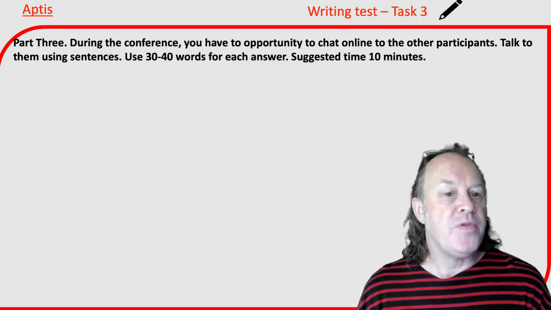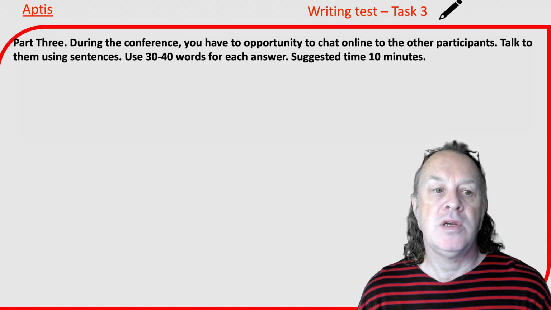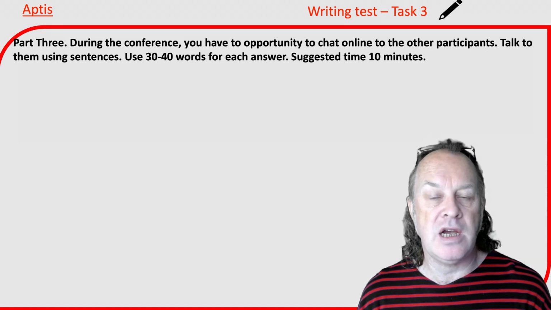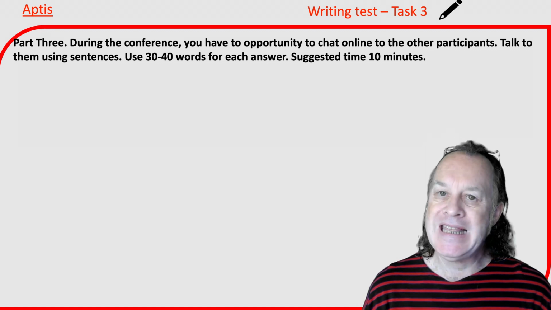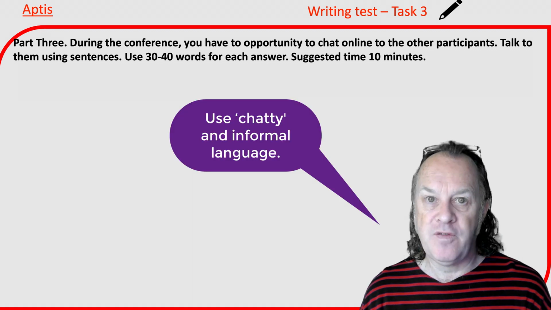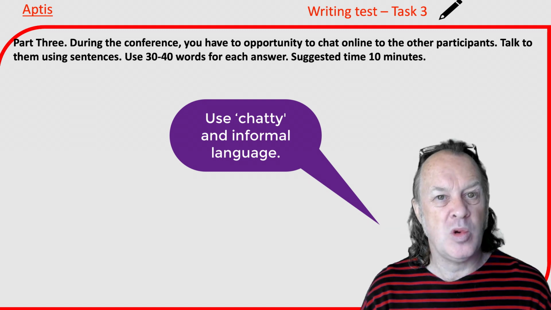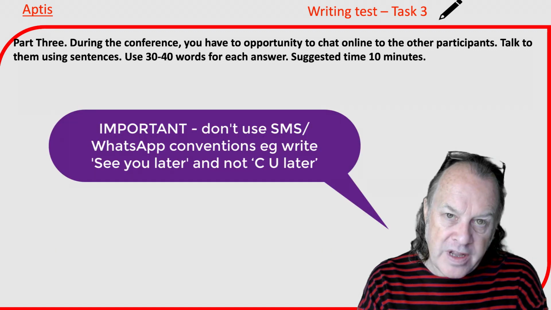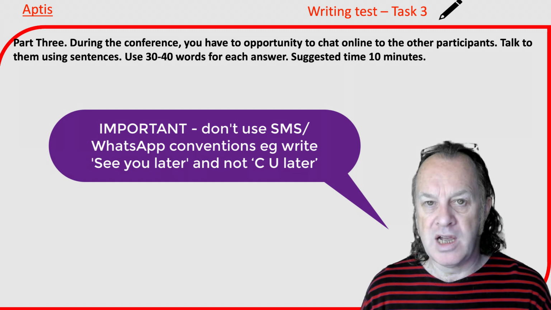So part 3. During the conference, you have the opportunity to chat online to the other participants. Talk to them using sentences, use 30 to 40 words for each answer, and the suggested time for this is 10 minutes. Okay, so the key thing is it's chat online. Okay, so your language should be informal and should sound chatty. It should sound as if you are talking to the person. Don't use the type of conventions that you use when sending WhatsApp messages either.